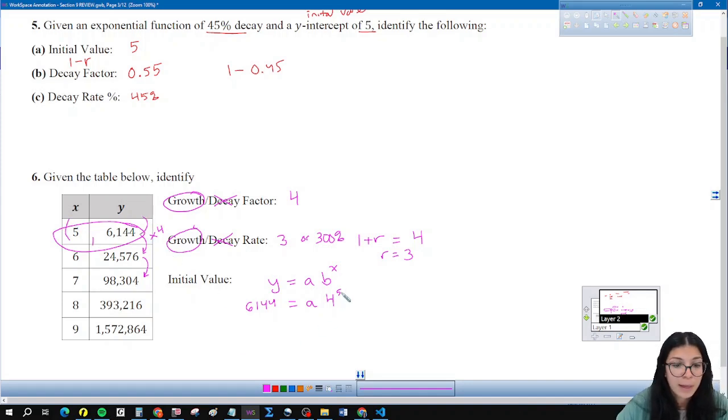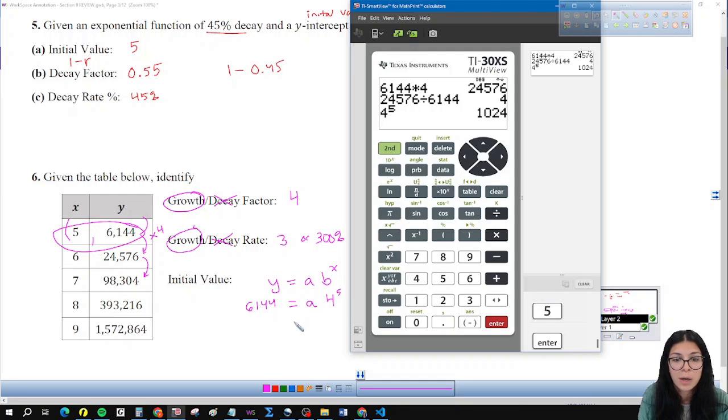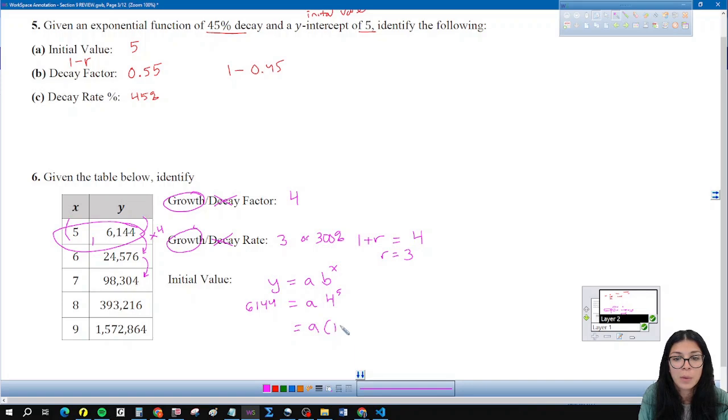So 4 to the power of 5, I could put that in my calculator, which is 1,024. So this is going to be a multiplied by the 1,024. And so I could get a by itself by dividing by 1024. And if you do 6144 divided by 1024 on your calculator, you get that the a initial value is 6.